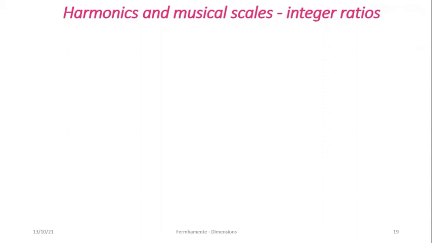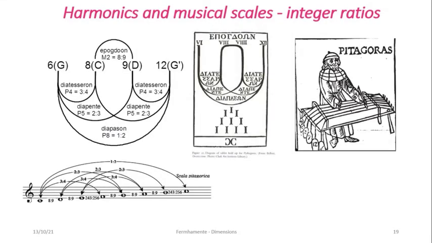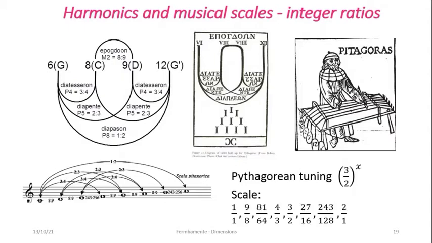We have just seen how single frequencies are related to dimensions, and now we will look a bit into combinations of frequencies, especially into harmonics and musical scales that can be produced with integer ratios. Actually, musical scales produced with integer ratios have been used since ancient times, especially the Pythagorean tuning, which is created by powers of 3 divided by 2, and is explored and described in early texts.